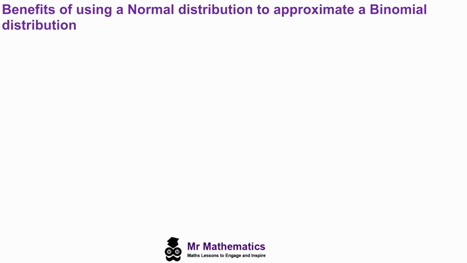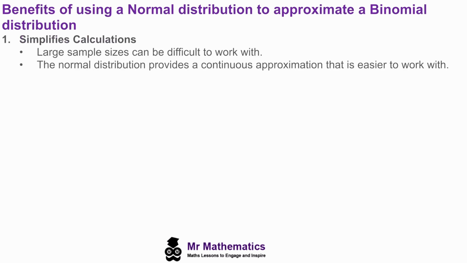Hi everybody. So in this video, we're going to look at the benefits of using a normal distribution to approximate a binomial distribution. A binomial distribution, especially for large sample sizes, can be difficult to work with directly due to the factorials involved in its probability mass function. The normal distribution provides a simpler, continuous approximation that is easier to work with, particularly for calculating probabilities.